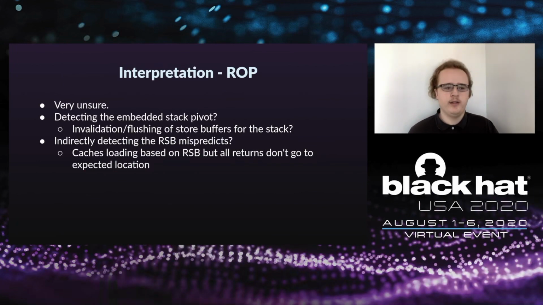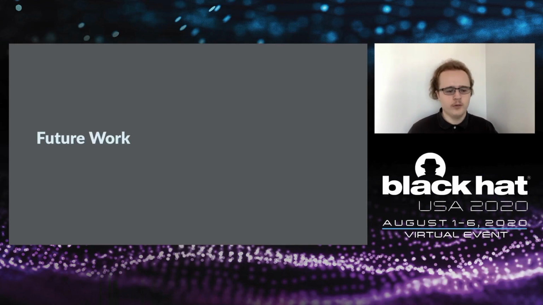It could also be detecting the return stack buffer mispredicts in kind of an odd way. The theory is if the caches are preemptively loading based on what's in the return stack buffer, then you'll cache miss every time, right? Because your return stack buffer is saying, all right, load this, cache loads that, and then suddenly you're not returning there. You're returning wherever else the ROP chain is going. Very unsure about these, but some initial ideas. We're very unsure. So future work.